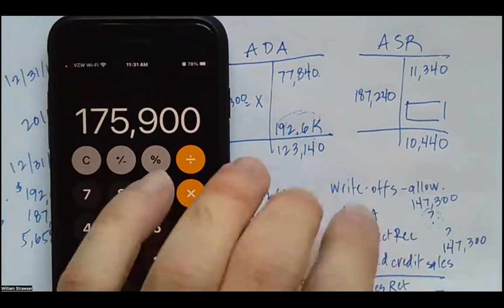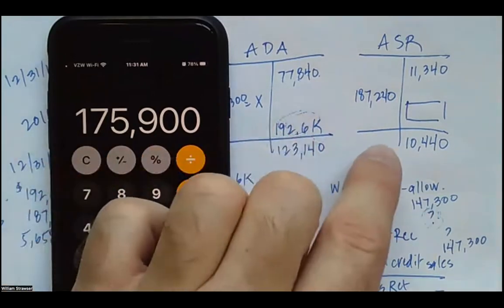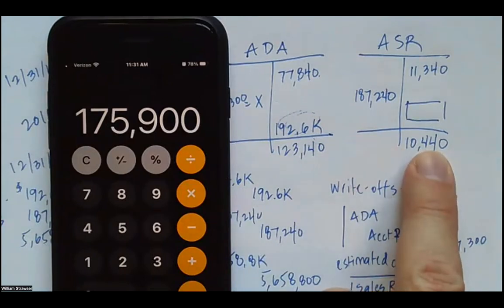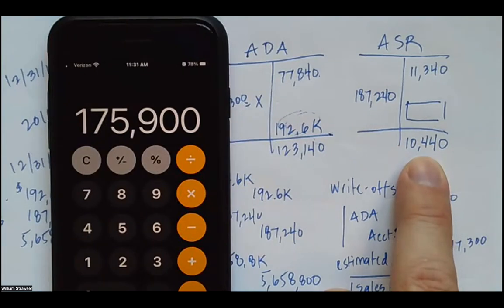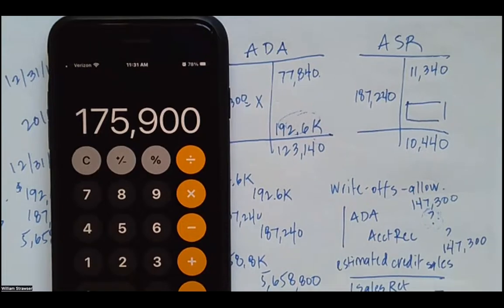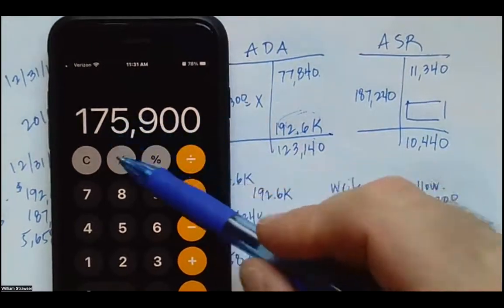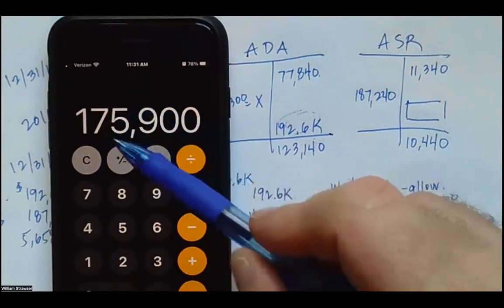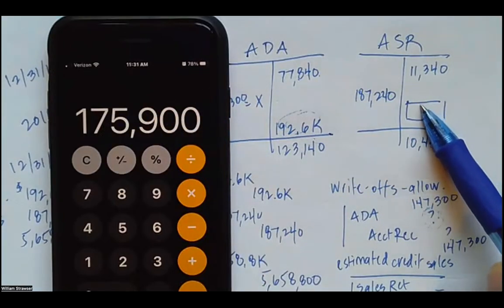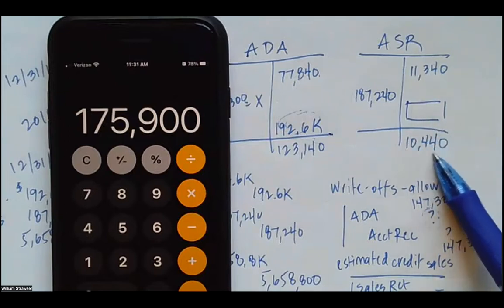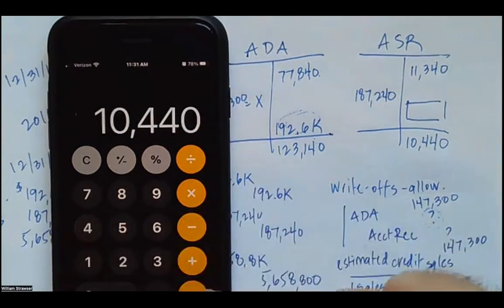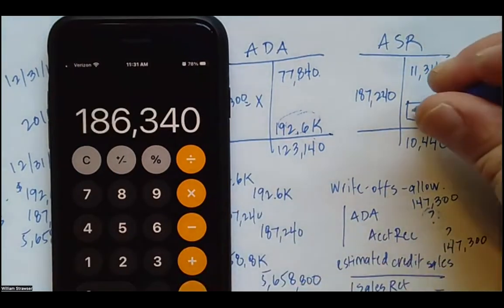Oh man, my math was terribly off, obviously. 175,900. But I ended up with this balance. So what would I have to do in order to get it up to 10,440? Well, I would have to completely zero this out. So that would be $175,900 of a credit. And then that would only get me to zero balance in ASR. Then I have to add in another 10,440 to get the appropriate credit balance.